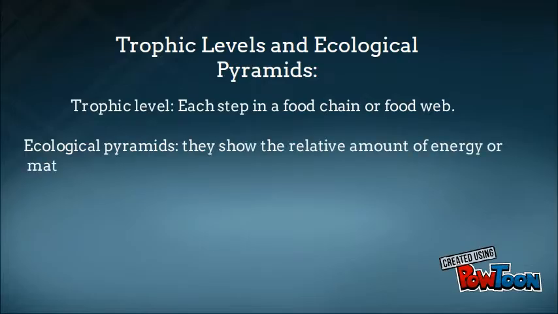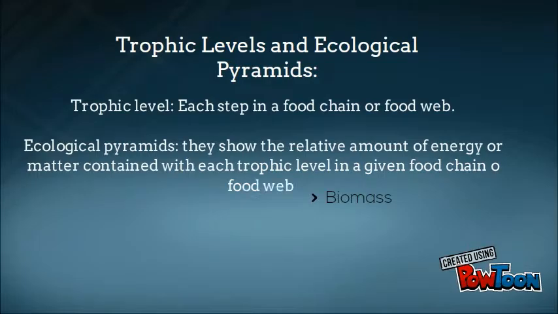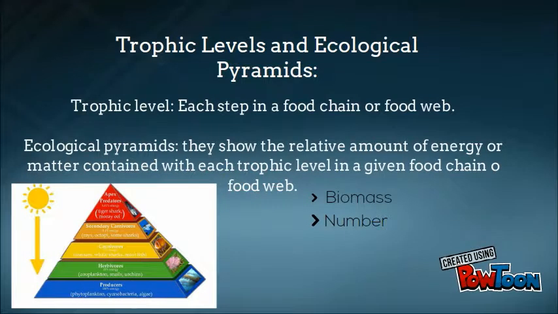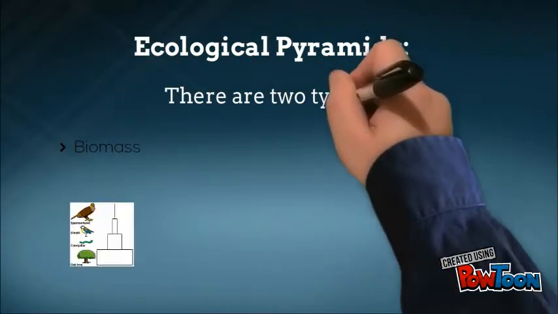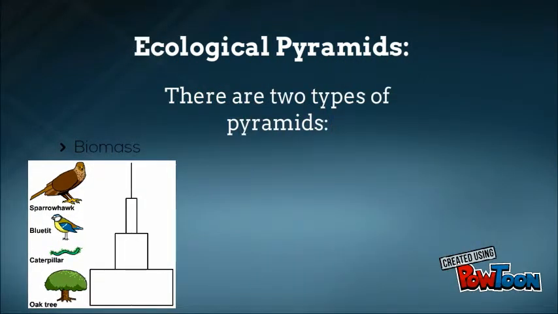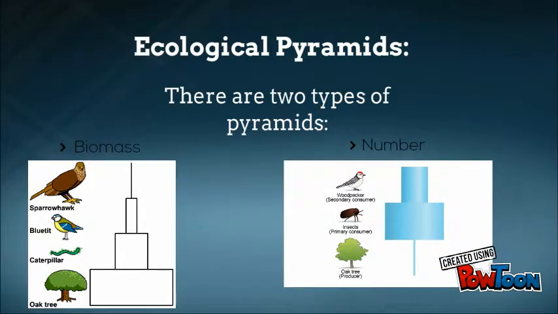Ecological pyramids show the relative amount of energy or matter contained within each trophic level in a given food chain or food web. There are two types of pyramids: biomass and number.